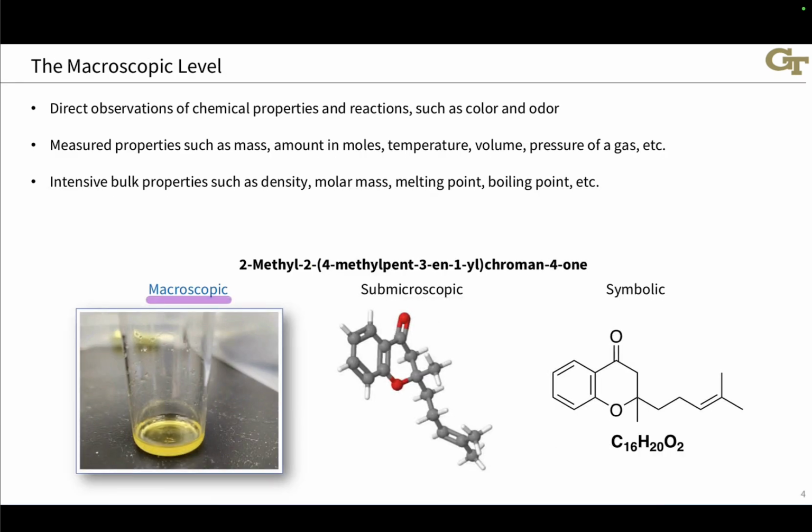The macroscopic level is the first thing we'll touch on, and this is the bulk, quote-unquote, level. You might have seen the word bulk or in bulk on the previous slide. These are direct observations of chemical properties and reactions that we can make with our five senses: eyes, ears, etc. So things like color, odor, the amount of stuff sitting in front of us if it's macroscopically visible. These are all macroscopic properties, and measured properties like mass, amount in moles, temperature, volume, pressure of a gas. We can only make these measurements on macroscopic samples in general, and so the properties will arise from the macroscopic level.